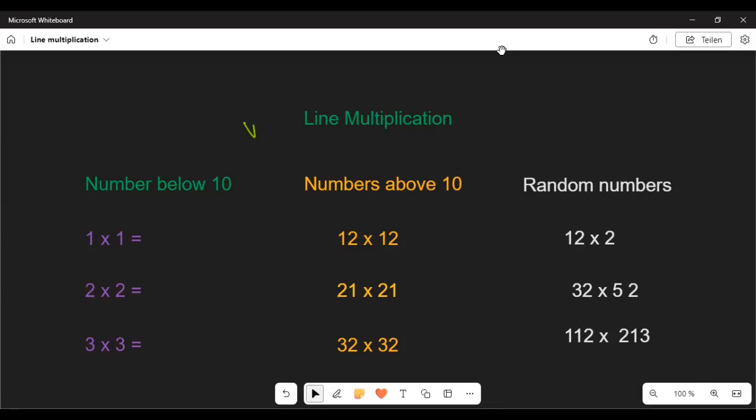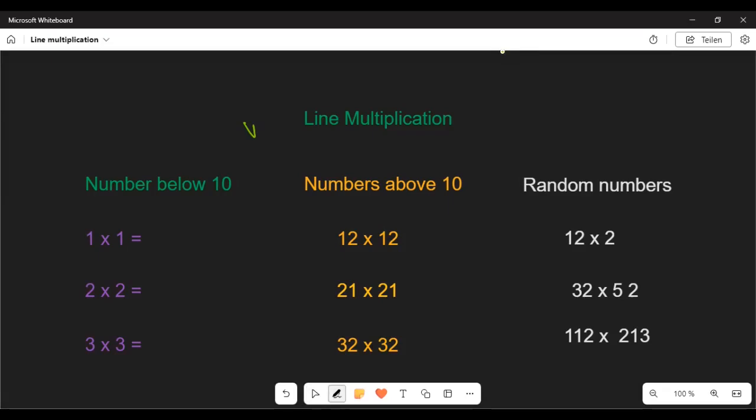Today we want to look at line multiplication. Line multiplication is a method that was used most of the time in China with students to multiply numbers easily. I think this method works very well if you are someone who likes logic, okay? So this is going to help you a lot.